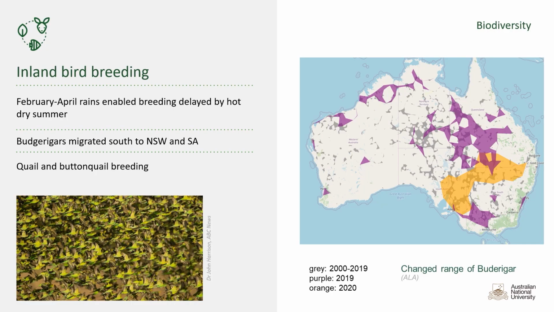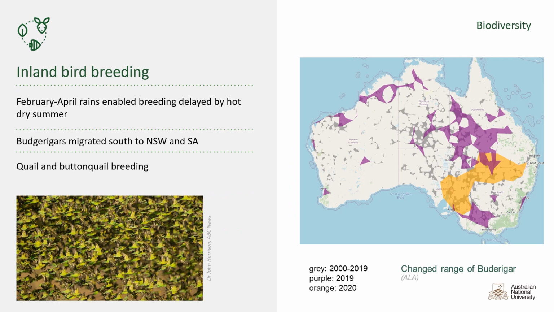When much needed rain hit New South Wales in February and March, this eased drought conditions and allowed a lot of inland birds to breed. The rain attracted good numbers of inland species like budgerigars. Data from the Atlas of Living Australia shows a striking movement of budgies in 2020.